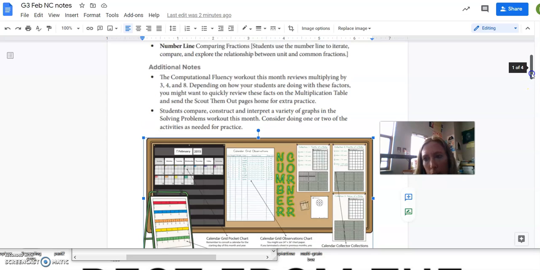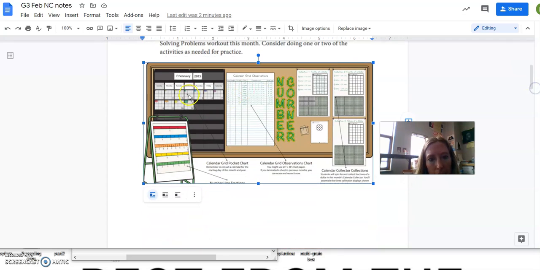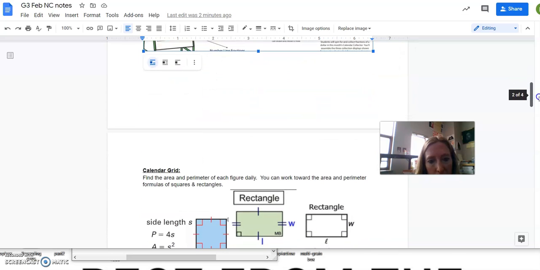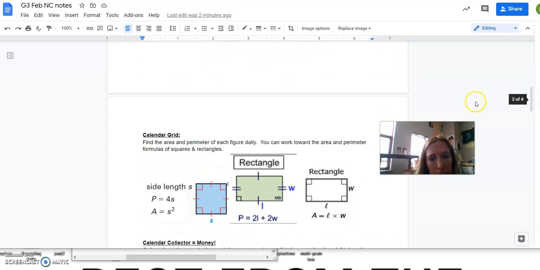So one of the big hitters being Calendar Grid. Calendar Grid this month of February is focusing on area and perimeter. And you're looking at this 100 grid, the coordinate grid, and you're looking at a rectangle or a square each day and finding the area and the perimeter of that shape.